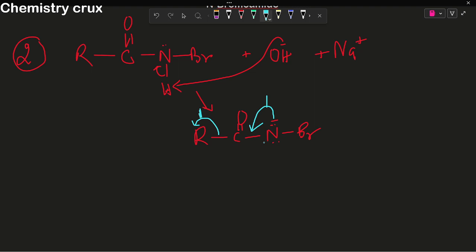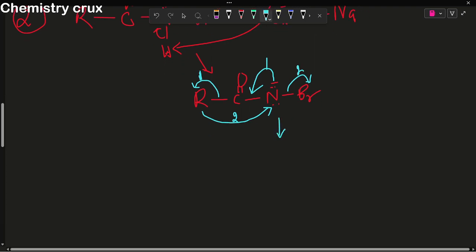Carbon cannot have 5 bonds at a time. So it's not like first this bond is formed, then this bond is broken. The formation and the breakdown happen simultaneously. Now what happens is that this R comes onto this nitrogen. This is the second step in this rearrangement, and this Br leaves. Here you can see this Br also leaves simultaneously, as part of the second step as well.